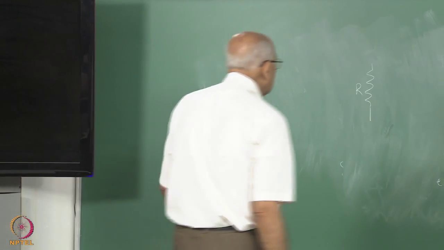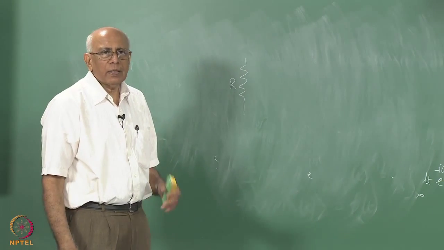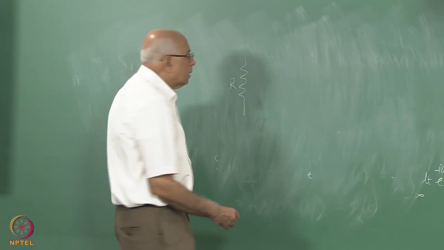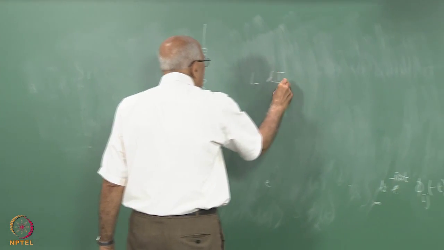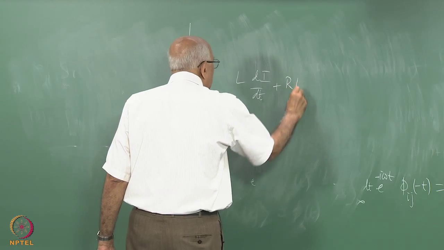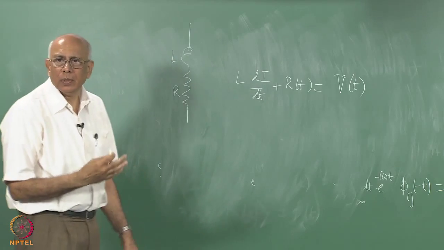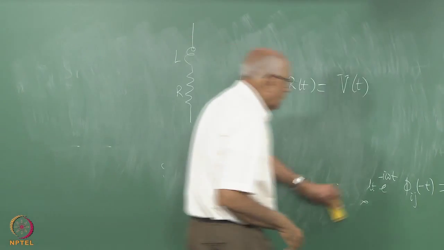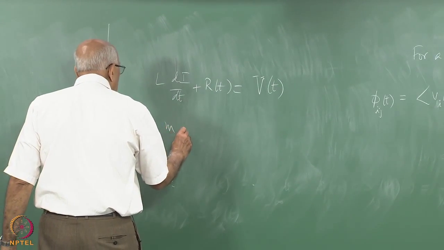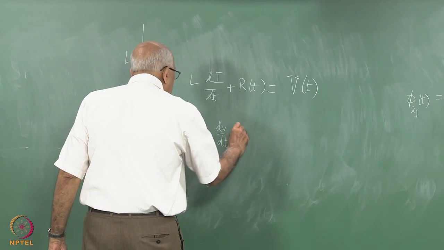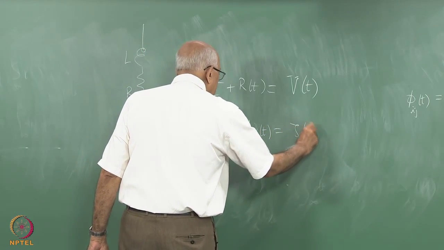And that comes about very easily because this resistor has always got a self-inductance. So it's effectively an inductance and a resistance in parallel, in which case you have L di/dt plus R i(t) equal to the voltage V(t), applied or spontaneous, we don't care which. Then this is the same as our problem. Our earlier problem was M dv/dt plus M gamma v(t) equal to zeta(t).